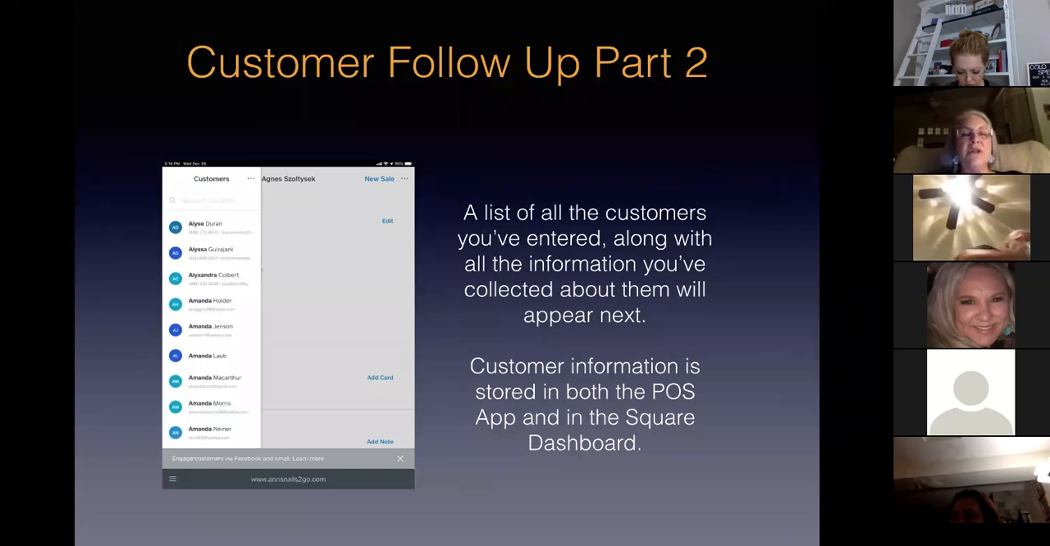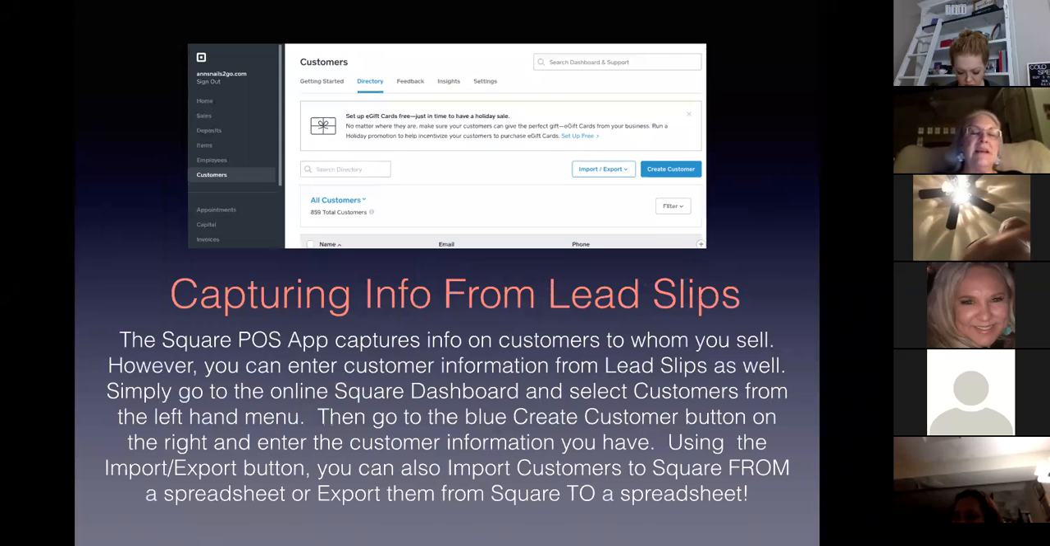Customer information is stored both in the point of sale app and in the dashboard. So capturing information, maybe I should go back there. No, maybe you got that. It's just a list, a report you can run of all your customers. Capturing information from leads, even without Square Marketing, you've still got a list of all the people that you've sold to. And if you want to go back and get a report of transactions, you can do that too.